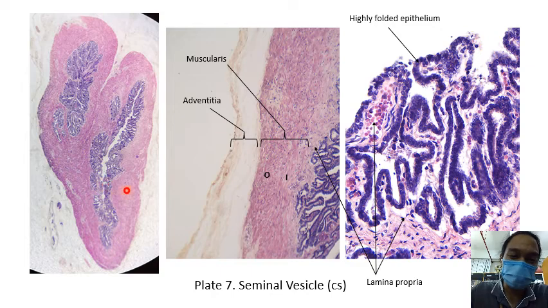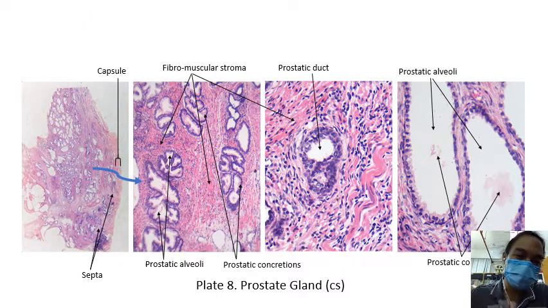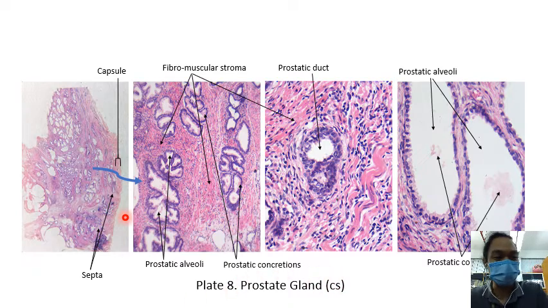Okay, so the seminal vesicle will actually secrete its exocrine secretion into the urethra just before or just above the prostate gland. So then we have the prostate gland. The urethra actually passes through the prostate gland, and so does the vas deferens. The portion of the vas deferens that passes through the prostate gland is known as the ejaculatory duct.